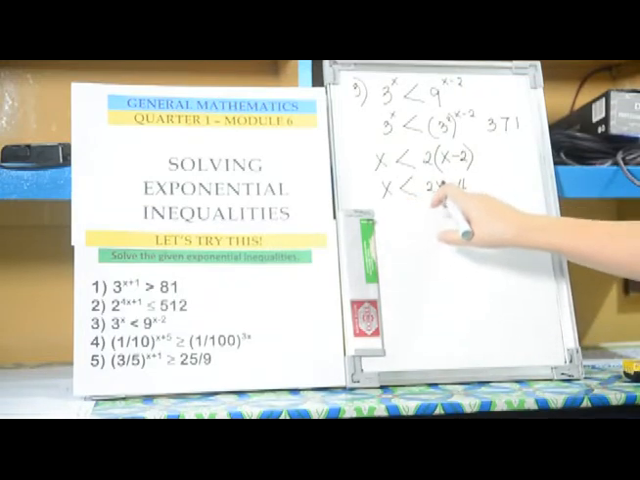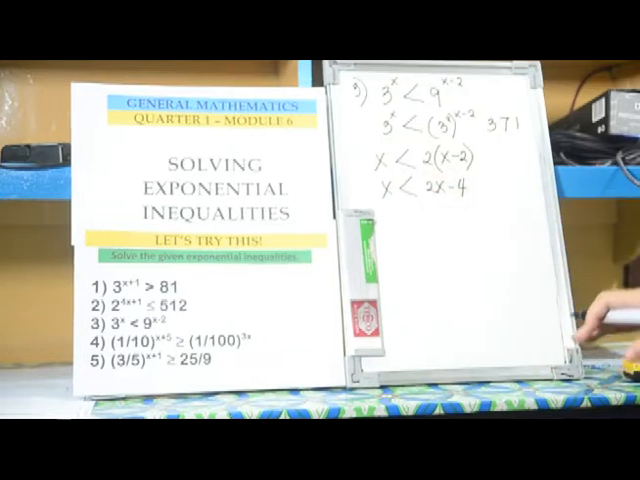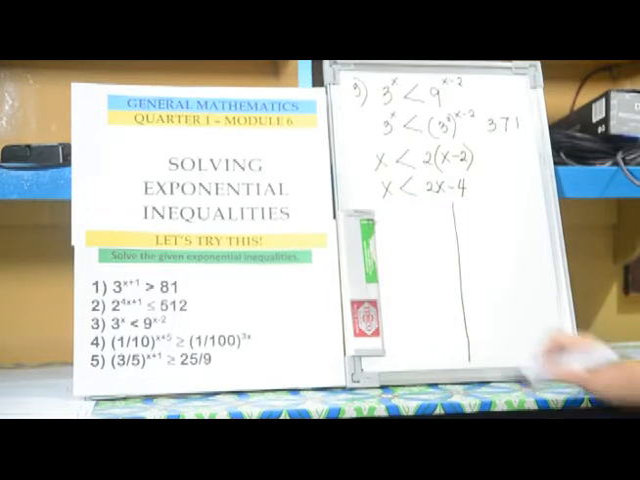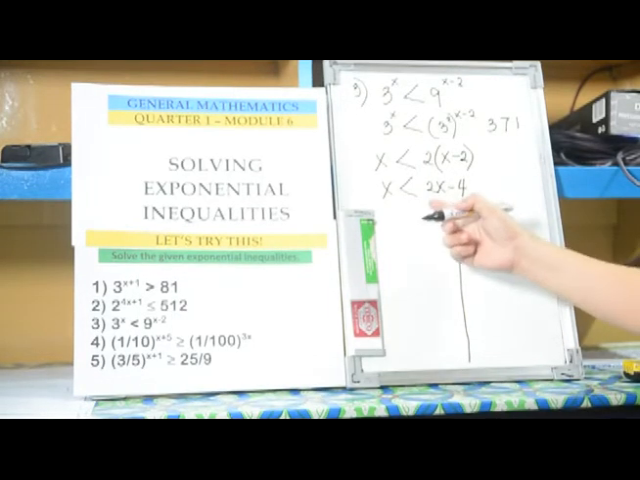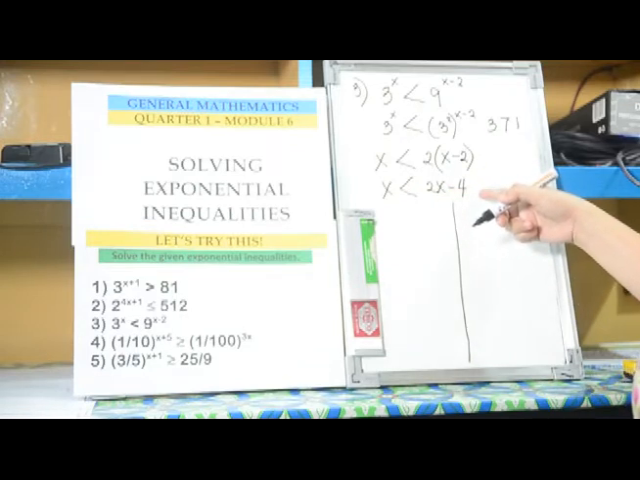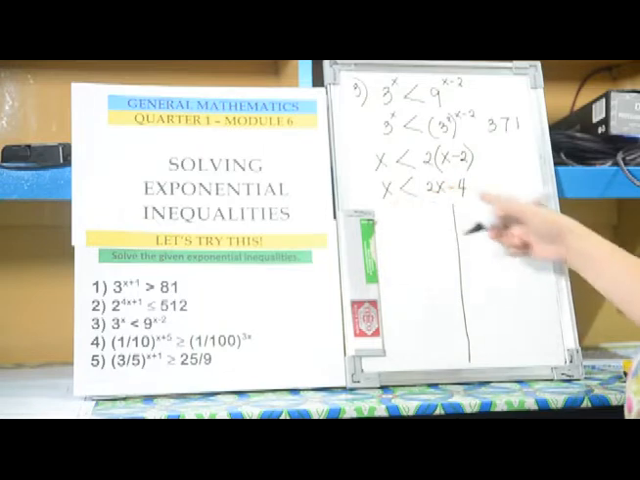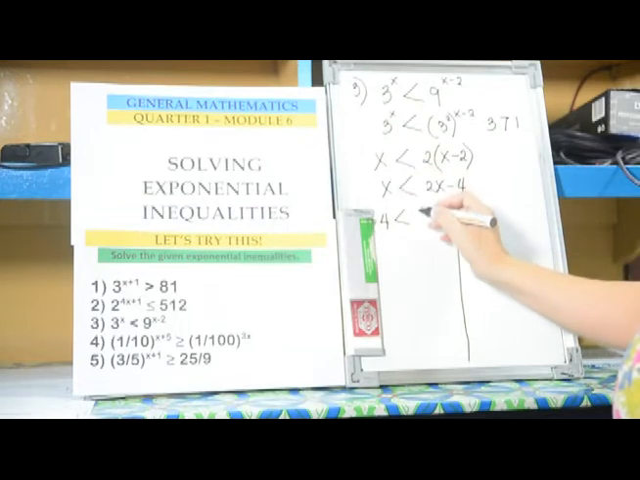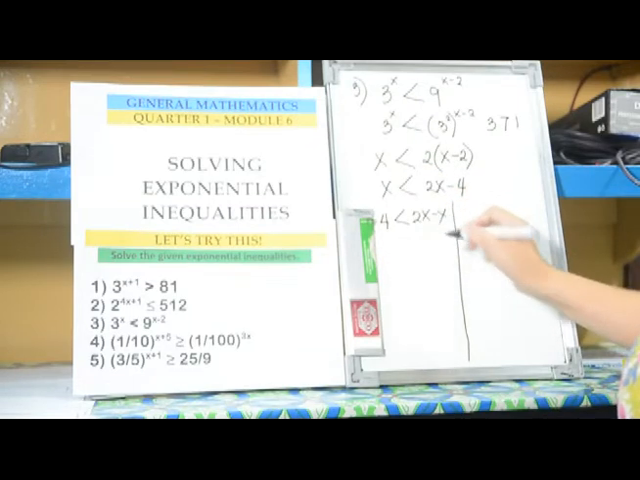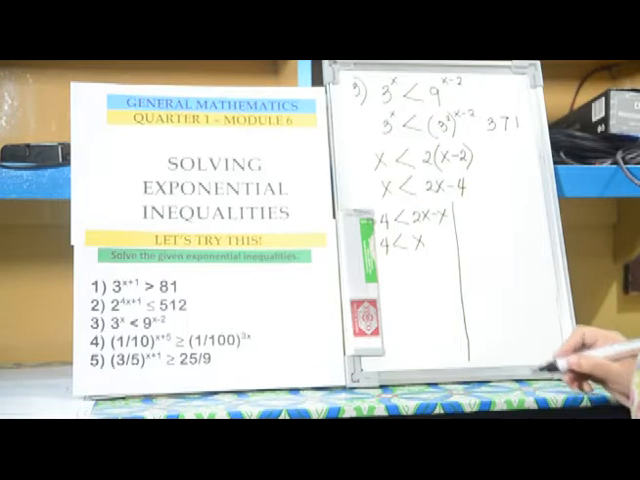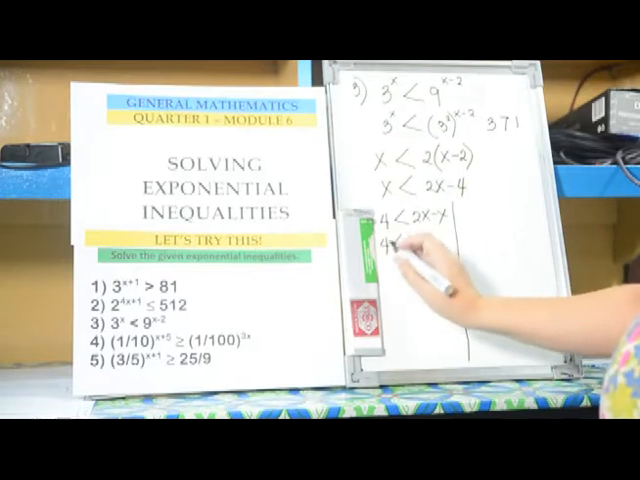If you transpose the 2x to the other side, it will give you a negative. So I'll show you the 2 ways, which we can apply the rules for solving inequality. First, we can just have the positive, and let's just transpose the negative 4 to the other side. So we have 4 less than 2x minus x, which is simply x. So we have here x is greater than 4.